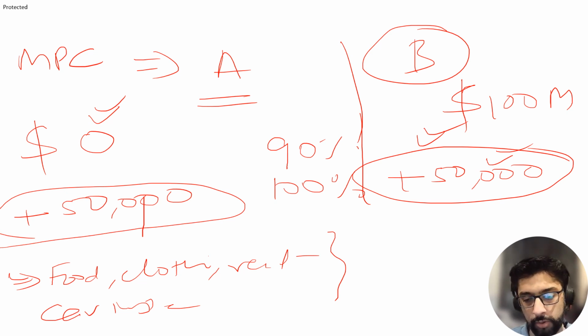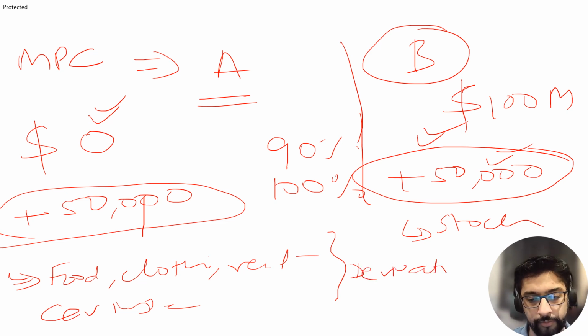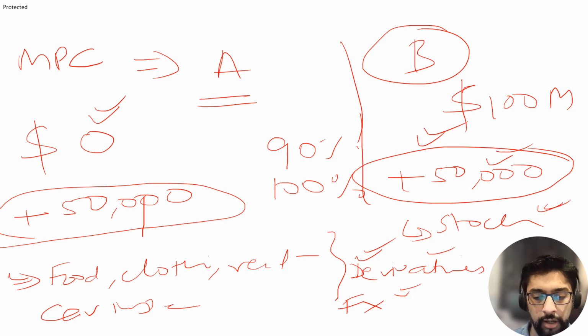So most likely what he's going to do with the 50,000 is put the money in the stock market, do some gambling on the derivatives market, FX. So you have FX trading, currency trading, and so on and so forth. So this is all wasteful spending or wasteful investments. This doesn't add any real value. Whatever money goes into the stock market or derivatives or FX, it's really not adding value to the real economy.